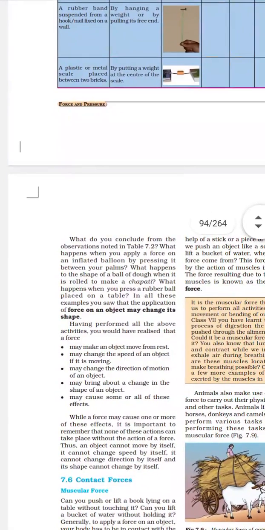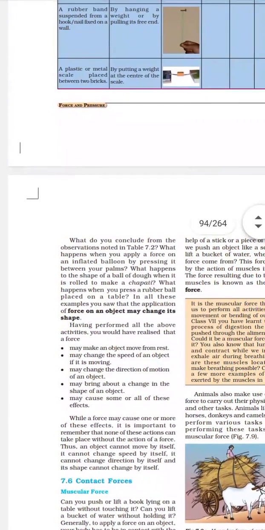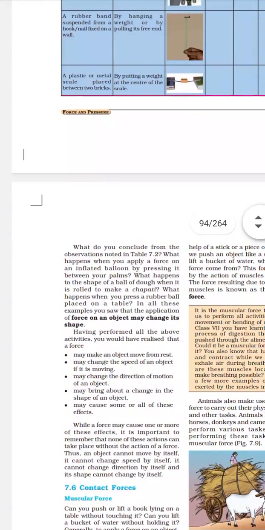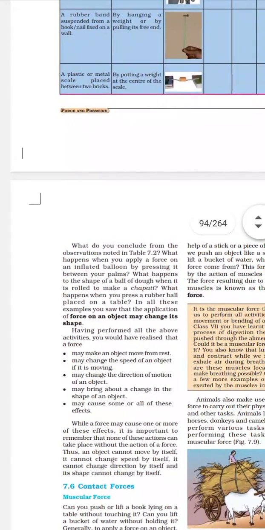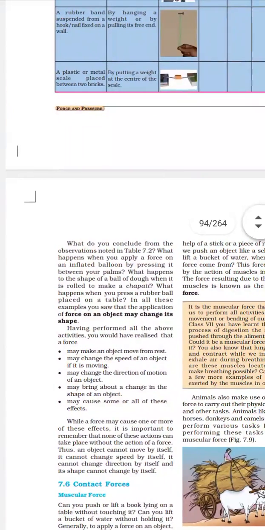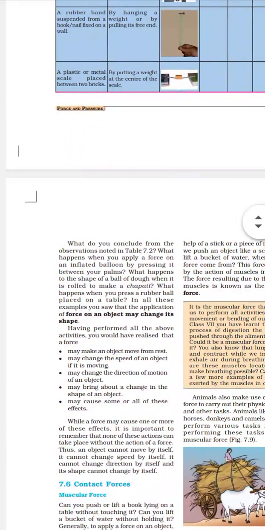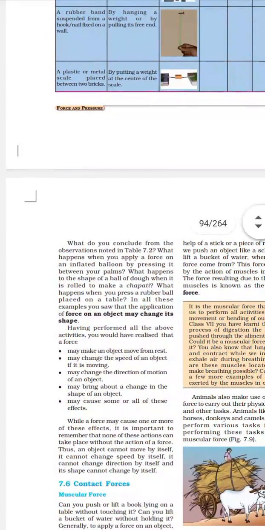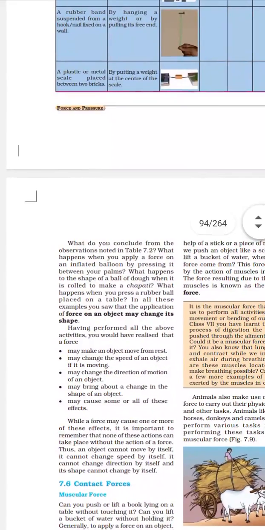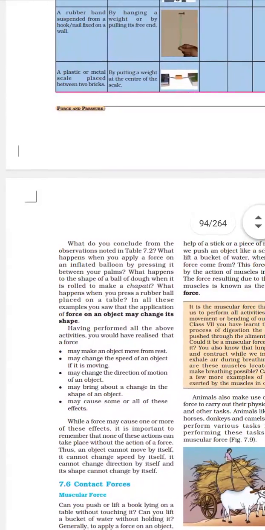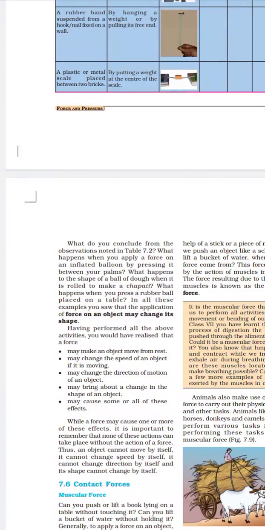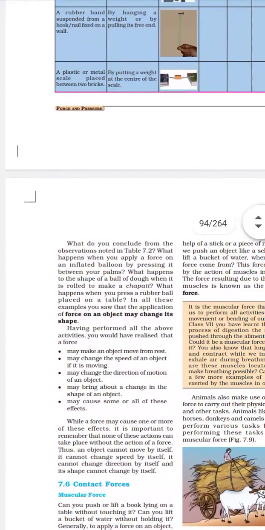We conclude from all these activities that when a plastic or metal scale is placed on two bricks and weight is put at the center, we can make the scale bend. When you apply force on an inflated balloon by pressing it between your palms, its shape changes. We come to the conclusion that force on an object may change its shape.